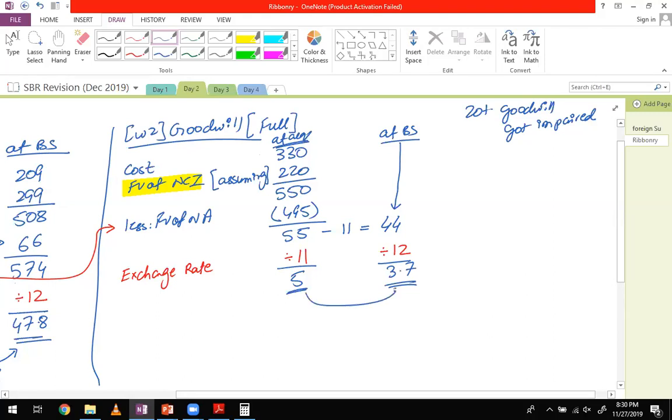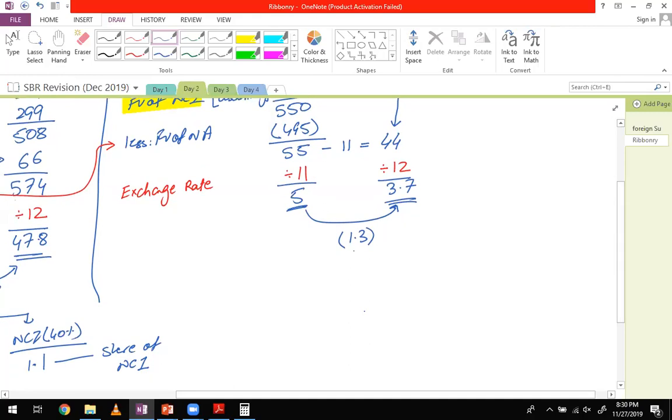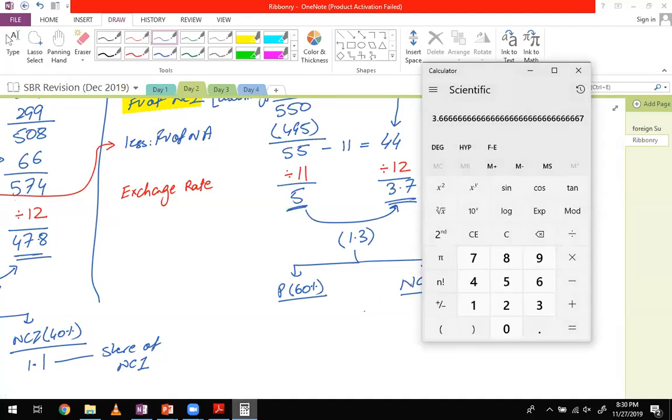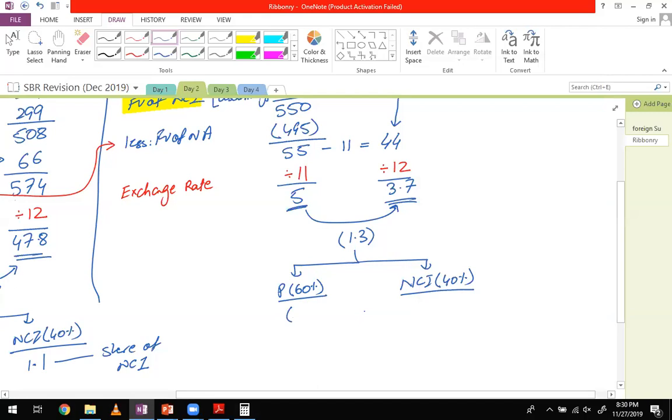So this means again, there's a change in the goodwill, which is a negative $1.3 million. And out of this $1.3 million, again, parent has a 60% share and NCI has a share of 40%. So 1.3 into 60% will give us a value of 0.8. So 0.8 of the loss belongs to parent, 0.5 of the loss belongs to NCI.